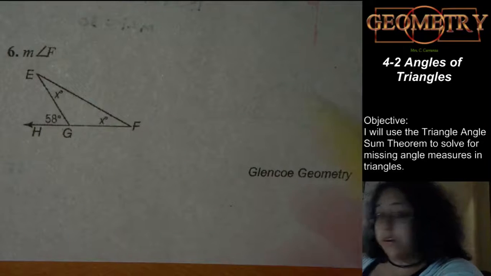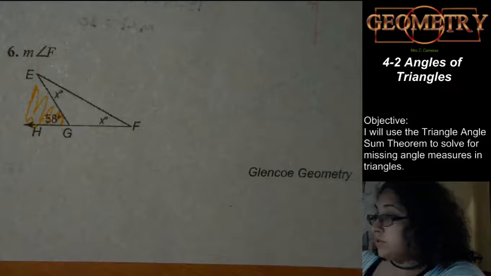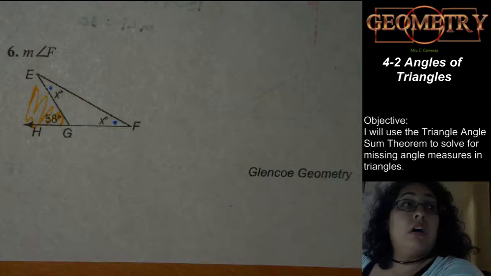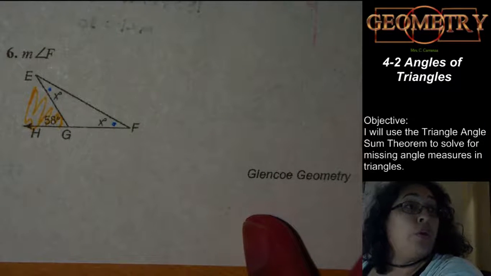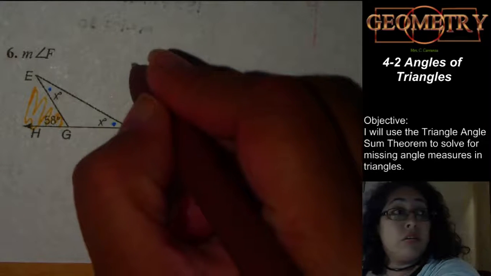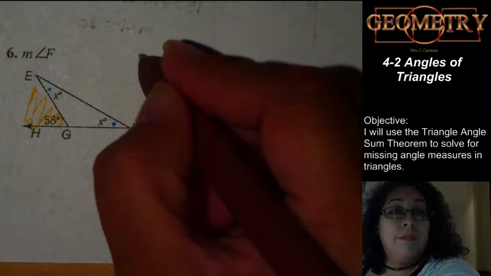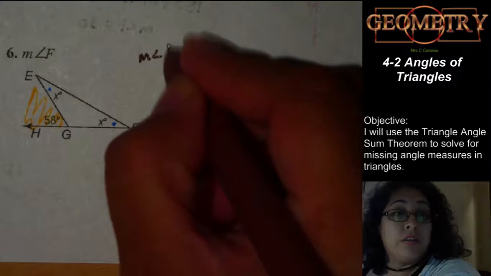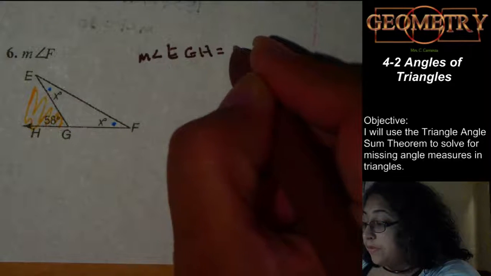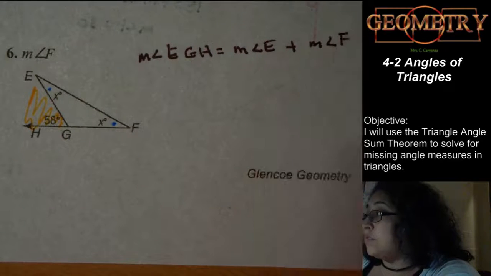Do we have an exterior angle? Yes, right here. And we have 2 remote interior angles, here and here. According to the exterior angle theorem, what do we know? That they are congruent. Reread the exterior angle theorem. The measure of the exterior angle equals the sum of the measures of the 2 remote interior angles.